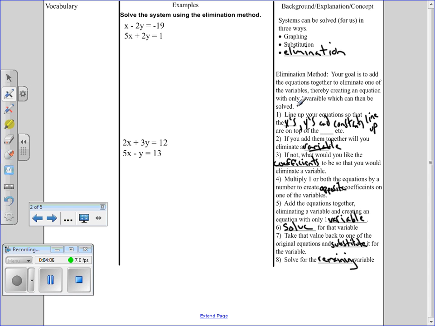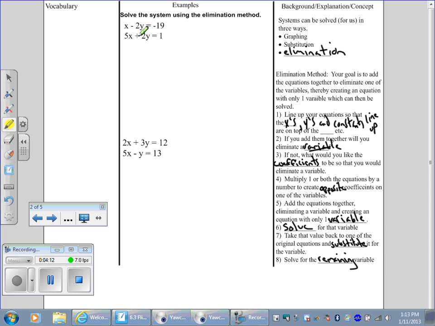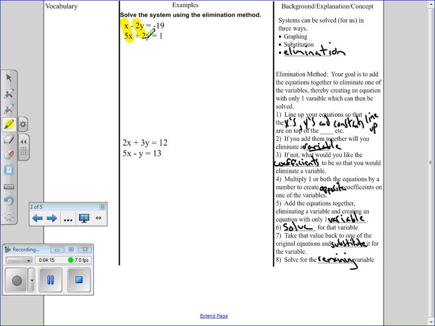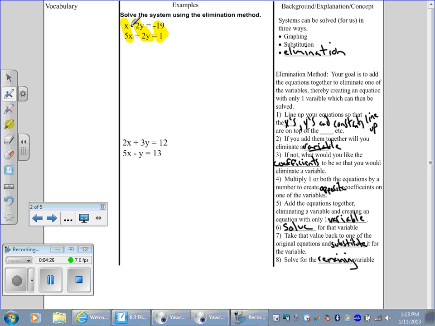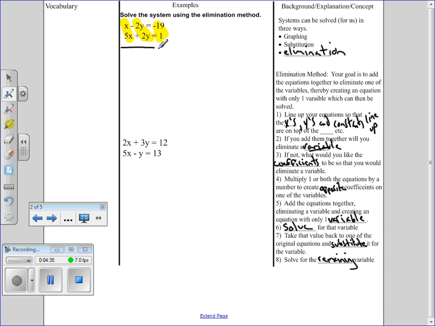So, step 1 again says line up your equations so that the x's, y's, and constants line up. And you'll see here that the x's line up and the y's line up and the constants line up. So I think we have achieved step 1. Now the question is, if we add these equations together, will we actually end up eliminating a variable? And you'll notice here that the coefficients of y's are -2 and +2, which are actually opposites of each other. So if we add these equations together, we will actually eliminate a variable, which is what we want. So right away we can add the equations together. 6x equals -19 plus 1 is -18.